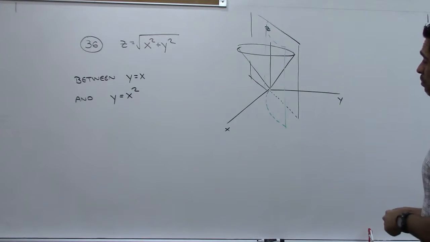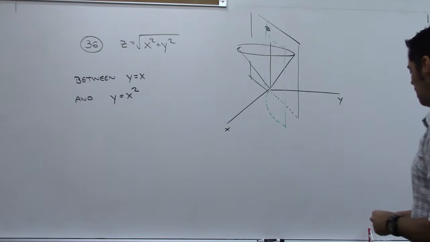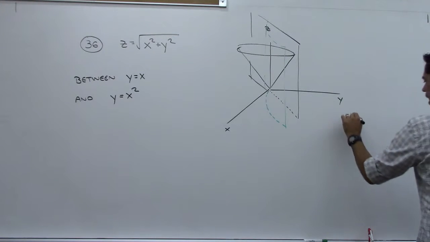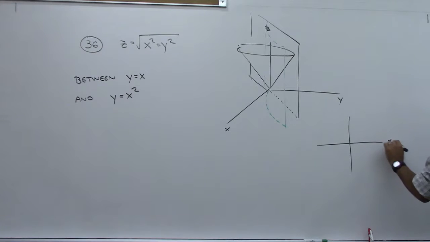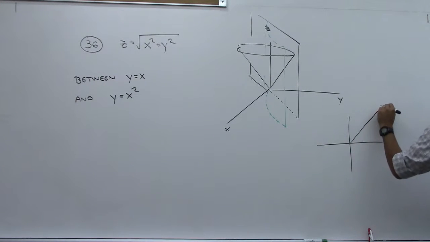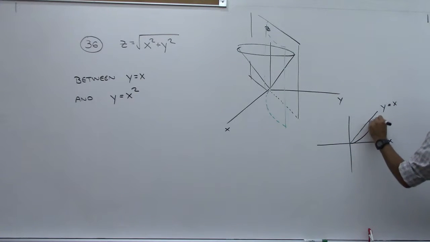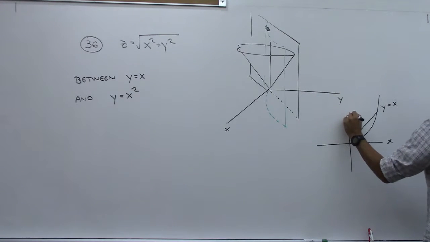So this is pretty difficult to see. Let's look at it from the top. If we look at it from the top, here's y equals x. And here's y equals x squared, like this. They hit each other here at 1.